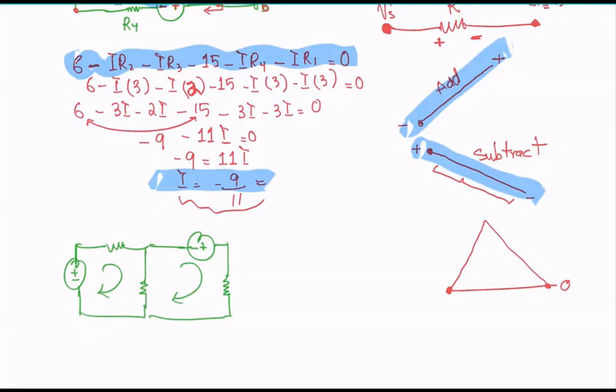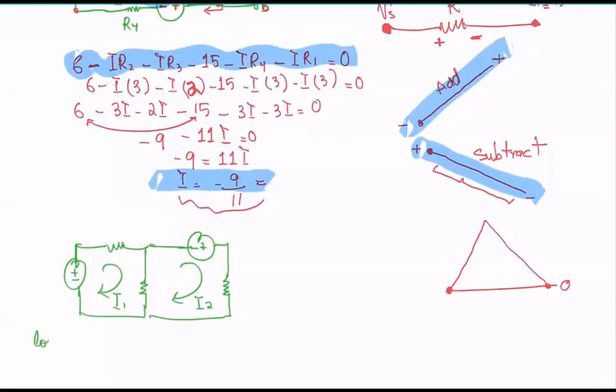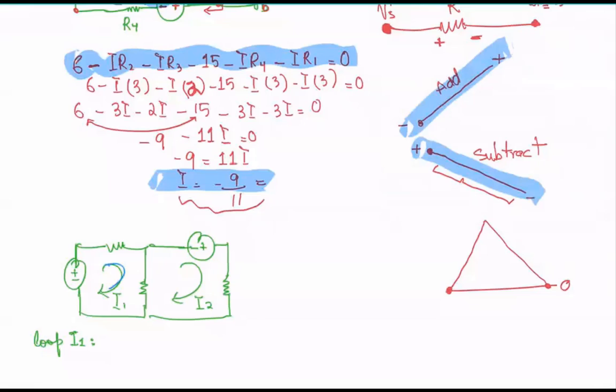With each loop, there is a current associated, okay? So say the current in this loop is going to be I1. The current in this loop is going to be I2, okay? Now, I'm going to apply mesh analysis in this loop first, so loop I1. Again, remember I am looking at this loop right here, okay?